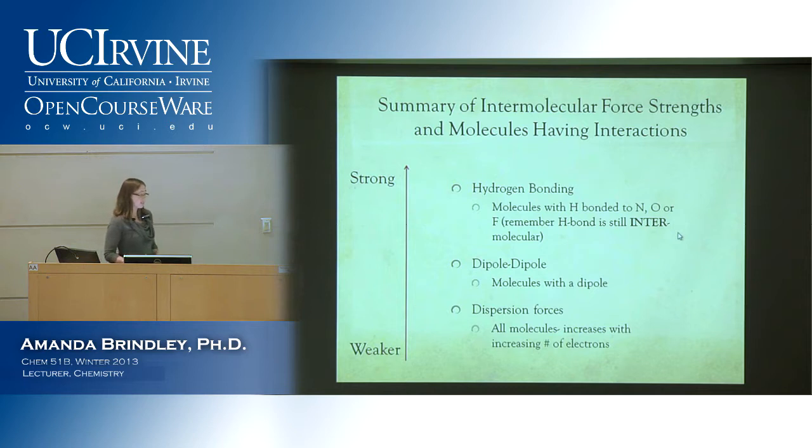Within each one of these, you have a large amount of gradient, right? If something has a lot of hydrogen bond donors and acceptors, lots of places that it can hydrogen bond, it's going to have more hydrogen bonds and it's going to be stronger. If you have something that has a very strong dipole, that's going to have more of these dipole-dipole forces. Everything here is a gradient. And with dispersion forces, remember, it increases with the amount of electrons.